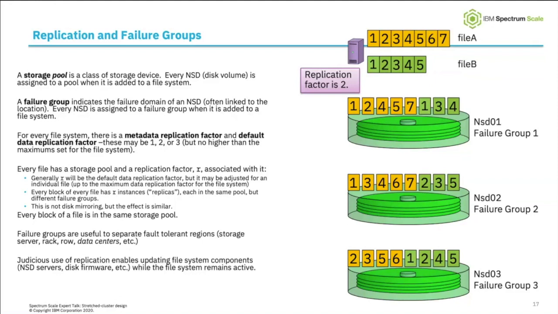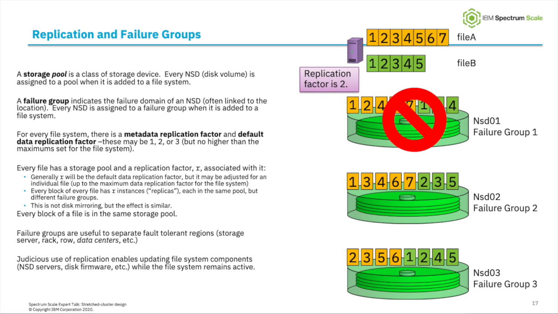But the guarantee that Spectrum Scale will make is that each replica goes to a separate failure group. It never writes 2 replicas of the same block of a file to NSDs that are in the same failure group. So suppose a failure group becomes unavailable. We can still access a replica of every file system block. So a replication factor of 2 can tolerate failures in a single failure group. A replication factor of 3 would be able to tolerate failures in 2 distinct failure groups.